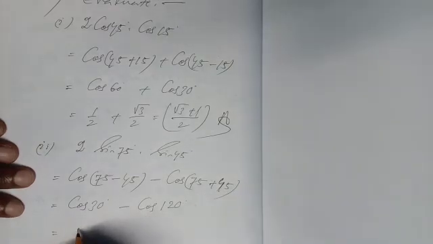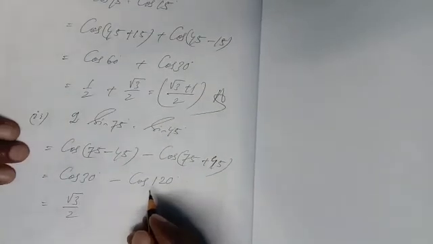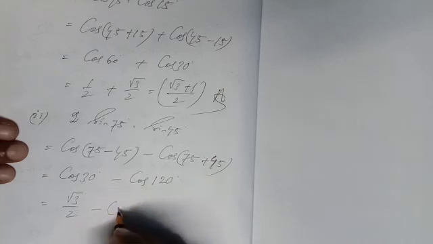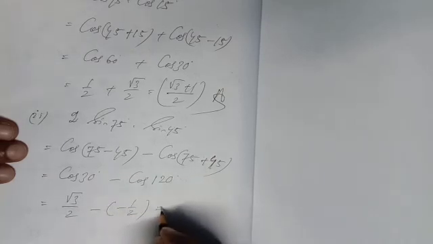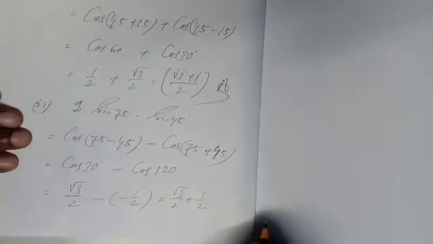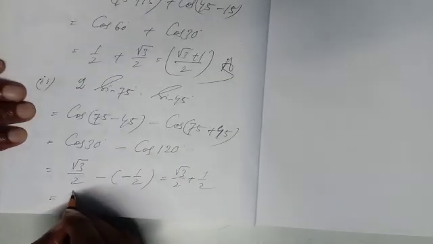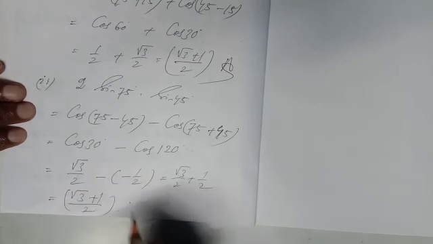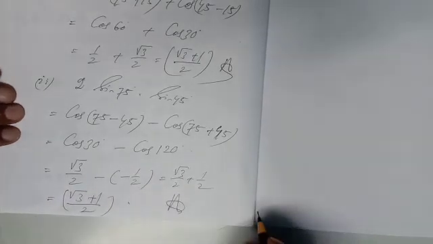Cos 30 is how much? Root 3 by 2. Cos 120 degree: cos 60 is how much? 1 by 2, so this should be minus 1 by 2. The final it will be root 3 by 2 plus 1 by 2. The result will be nothing but root 3 plus 1 by 2. This is the answer of number 2, first part, second part.